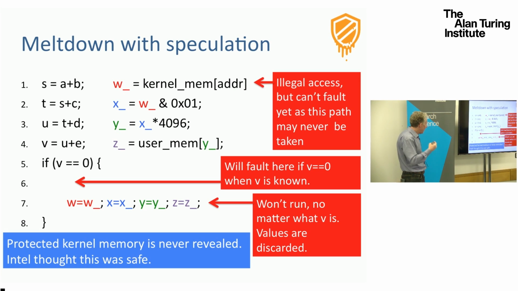So the problem here is that this memory should not have been revealed. So we calculate something with it. We calculate something into X. We calculate something into Y. And we use Y to load something into Z from user memory. But none of that should have happened. And so long as we don't reveal the contents of X, Y, and Z, we're all good.